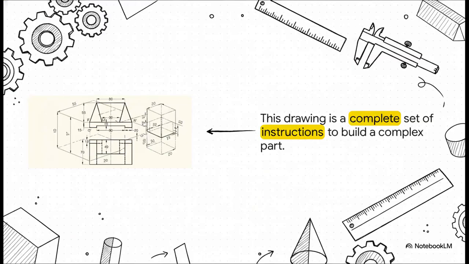Now, I know at first glance, this just looks like a crazy jumble of lines and numbers, right? But it's so much more than a picture. This is a complete set of instructions. It's like a perfect recipe for a machinist to create this exact physical object. Everything they need to know is right here.